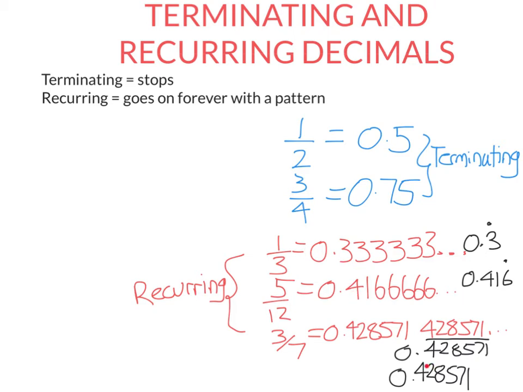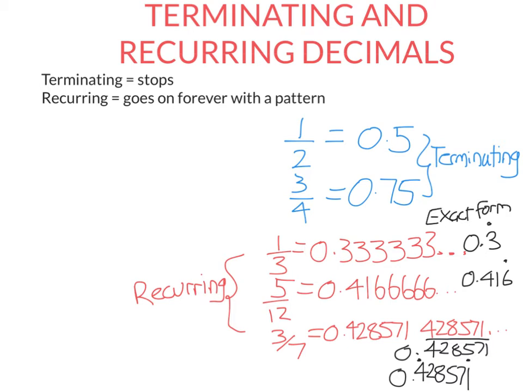The other way you can write this, you can put a dot over the first number in the sequence and the last. And that just says that everything between these two dots goes on forever and ever. So what I've written in black is called exact form. That's how we write recurring decimals exactly.